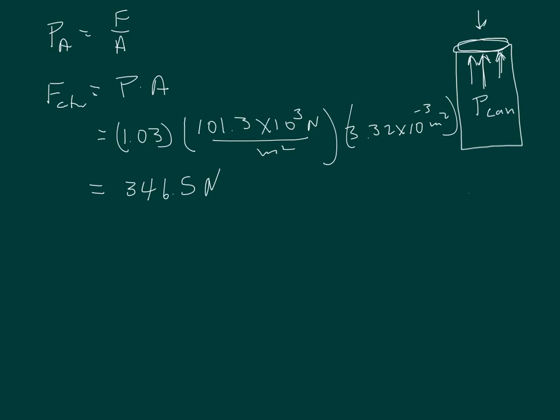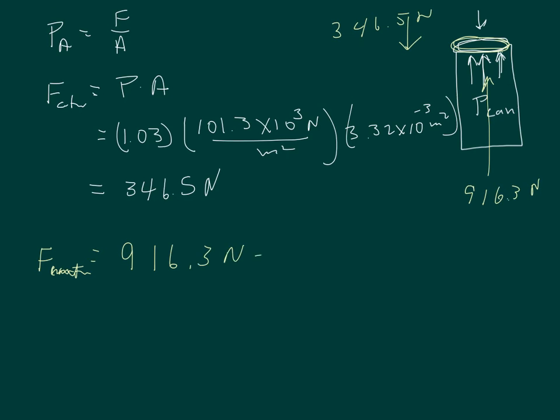But the metal in the can is obviously holding the two together, so I have a force pushing down of 346.5 newtons. I have the soda in the can pushing up on the inside, the carbon dioxide, with 916.3 newtons. So the metal in the can has to at least produce the difference between those. So the force in the can, or the metal here, is 916.3 newtons minus 346.5 newtons, and so the can must at least be exerting 576 newtons of force.